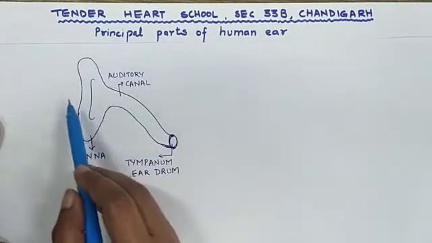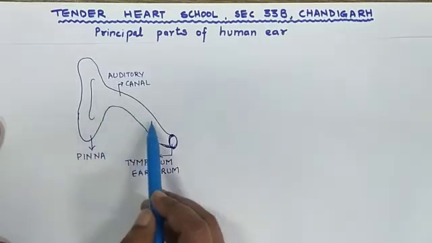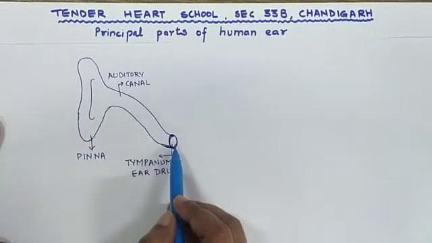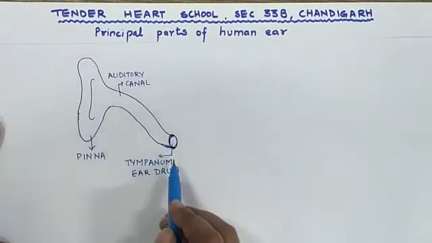Ear pinna collects the sound. Then we have the auditory canal, which takes the sound waves to the tympanum or eardrum. These sound waves vibrate the eardrum. So these three parts form the outer ear.